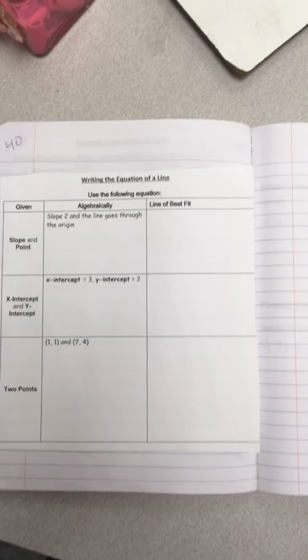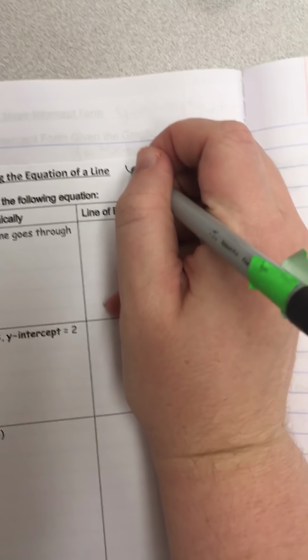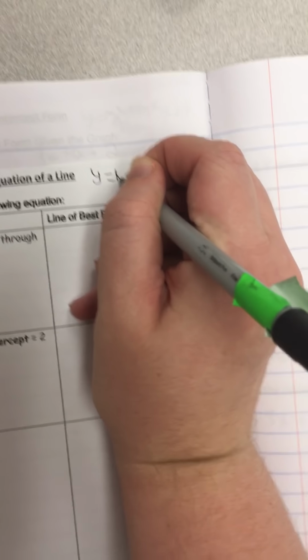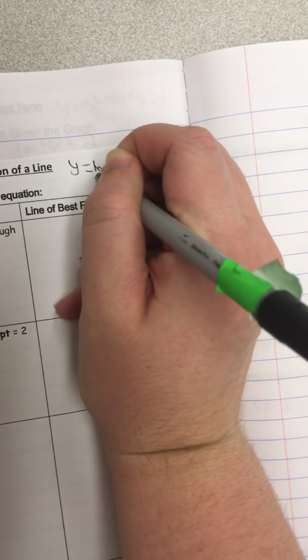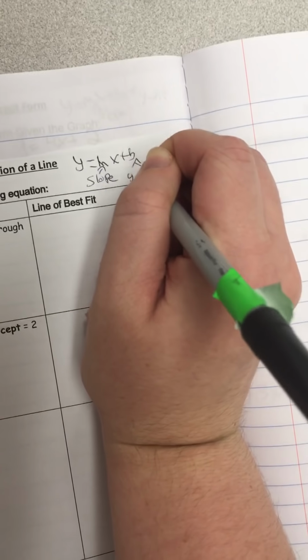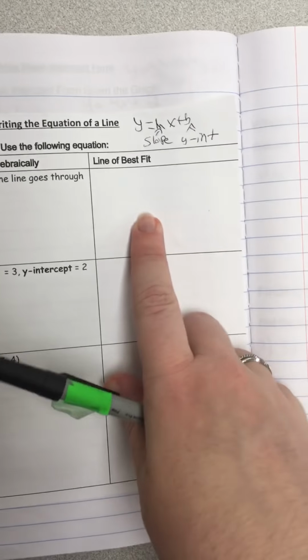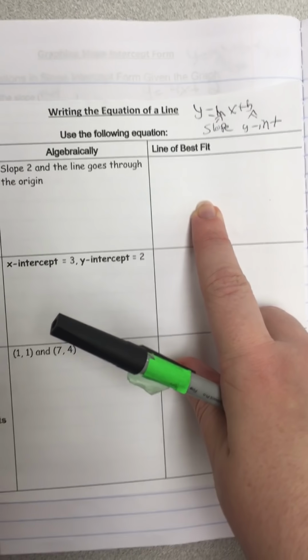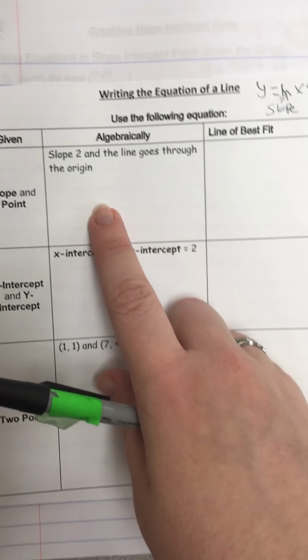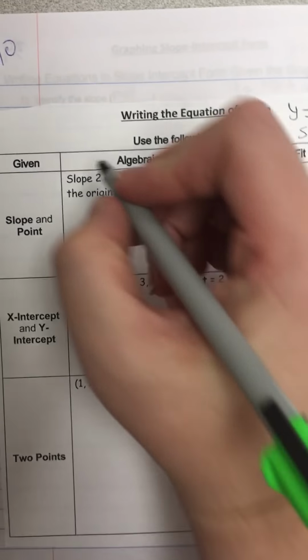In this video, we're going to talk about how to write the equation of the line given various information. So we know that the equation of the line is y equals mx plus b, where m is the slope and b is the y-intercept. There's a couple different ways we can do this. We can do it algebraically by substitution, or we can do it using the calculator with line of best fit. I'm going to show you first how to do it algebraically, and then I'll show you how to do it in the calculator. So we need to identify first what we have.